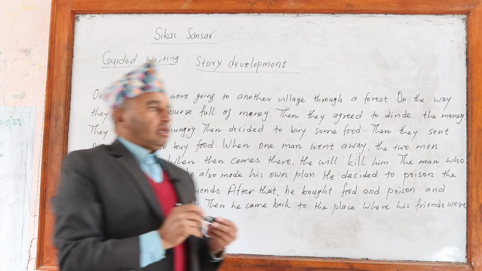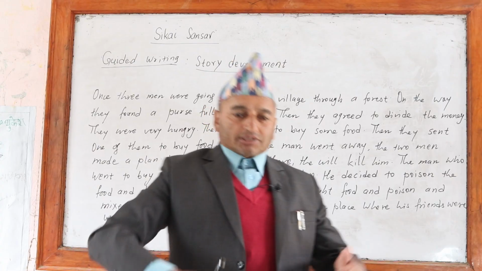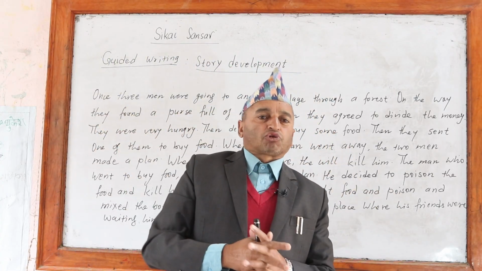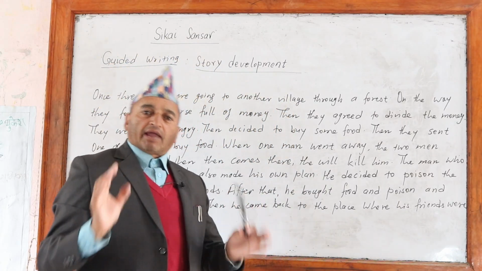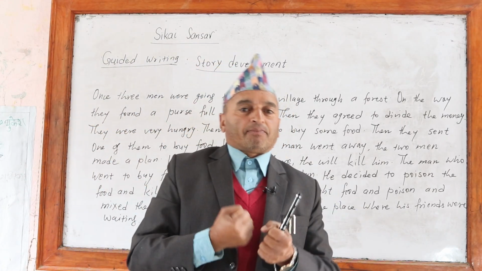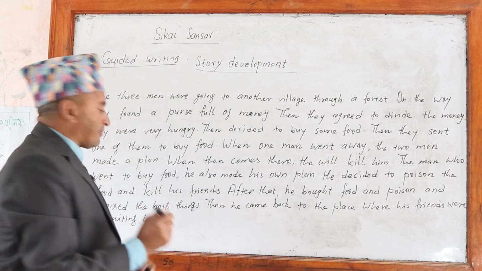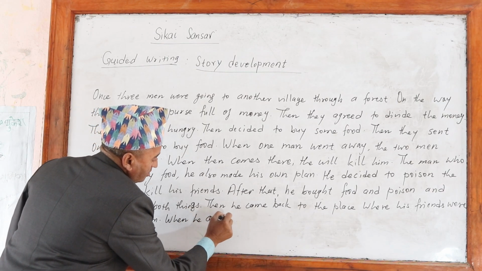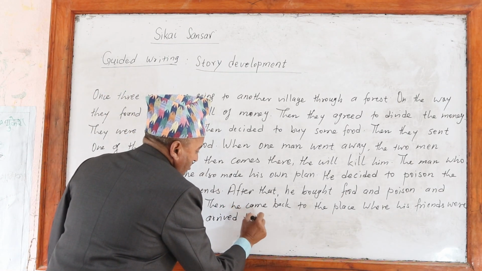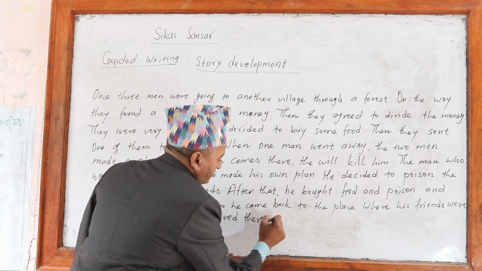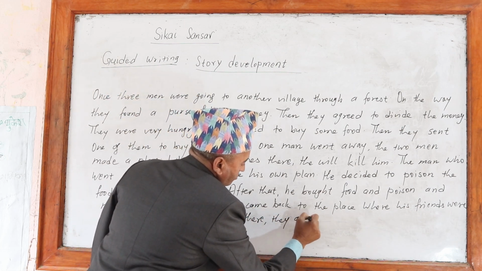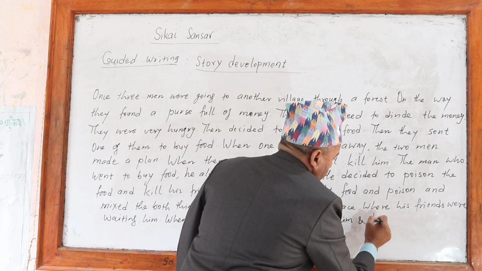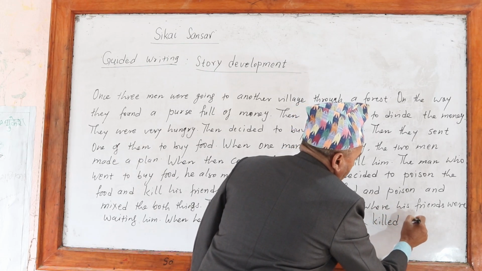Okay, he didn't lose more time because he had already made a plan to kill his friends as well. So he came so fast, and when he arrived there, the two men were ready to kill him. They attacked him and killed him on the spot.